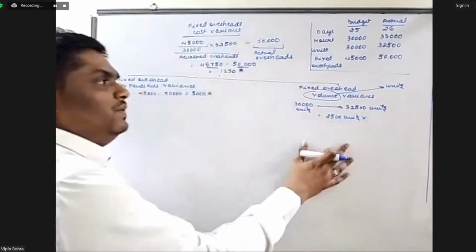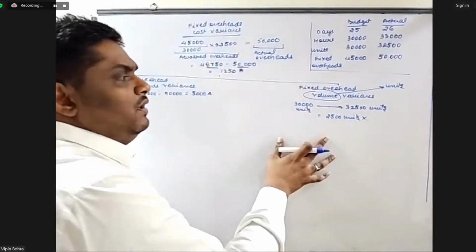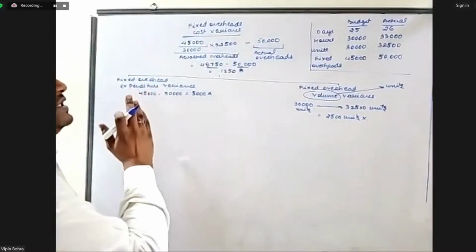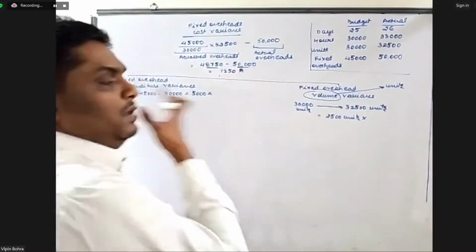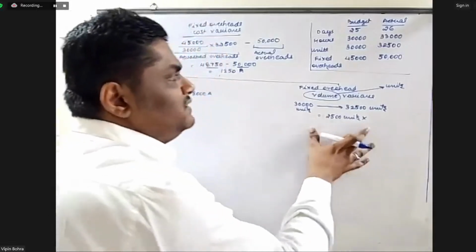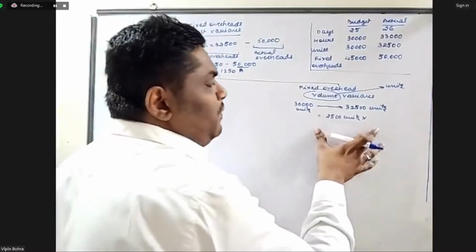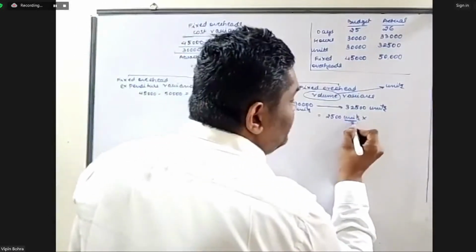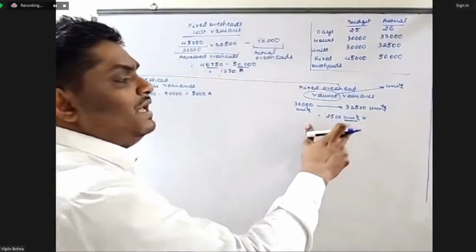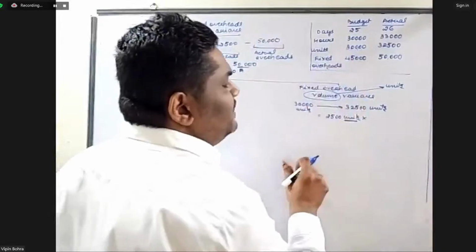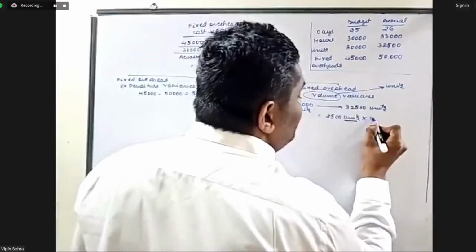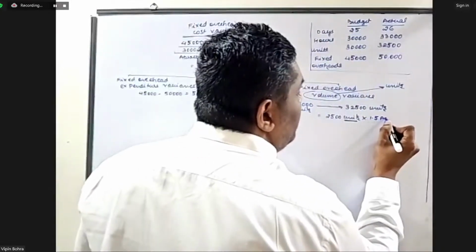From here and onwards, we'll be taking the budgeted rate only, because the difference between the budgeted and actual overheads we have already considered here. So very important, guys, this is the number of units. So we will be using the rate per unit, that is 45,000 divided by 30,000. So this will be 1.5 per unit.